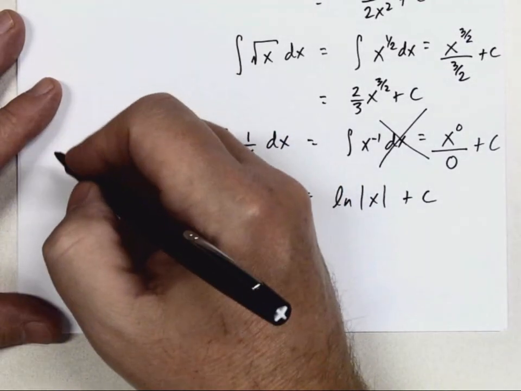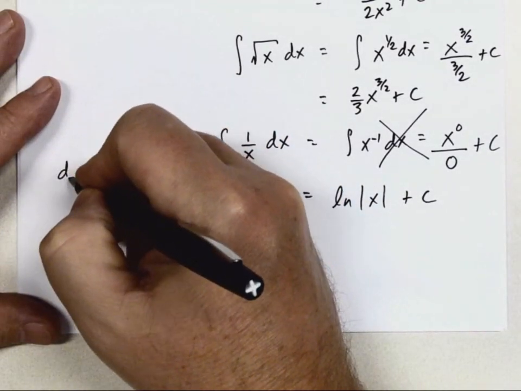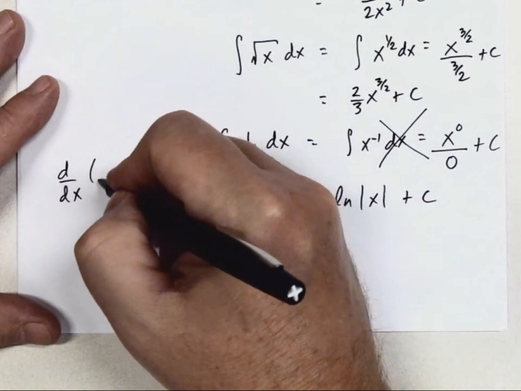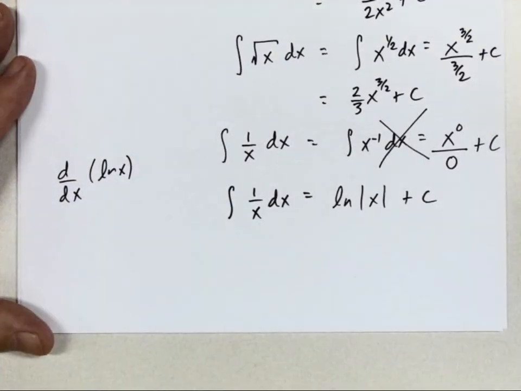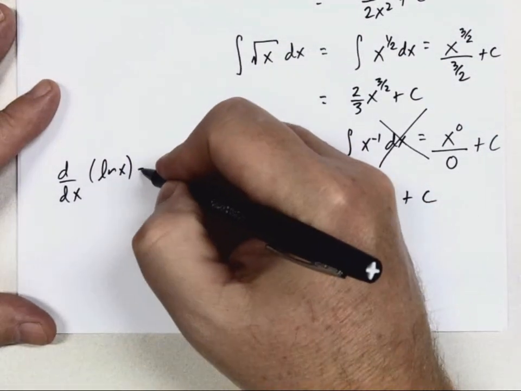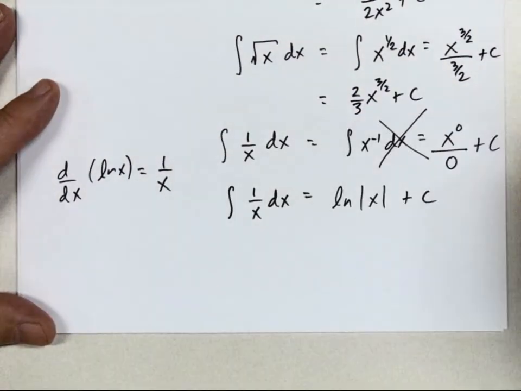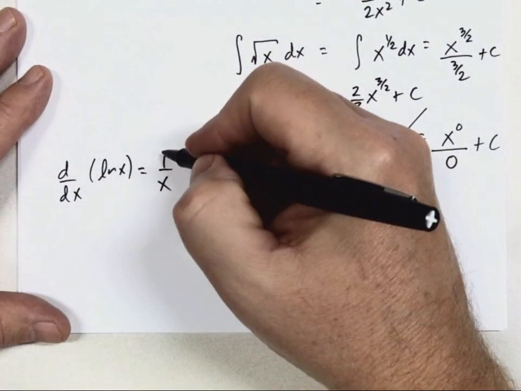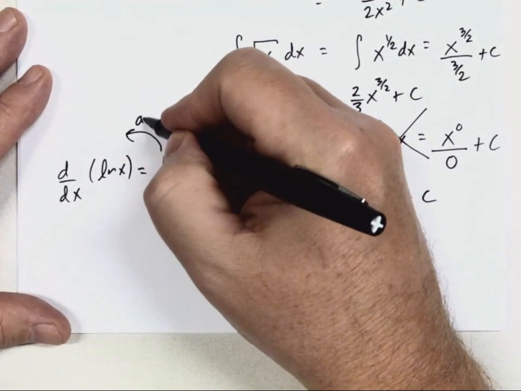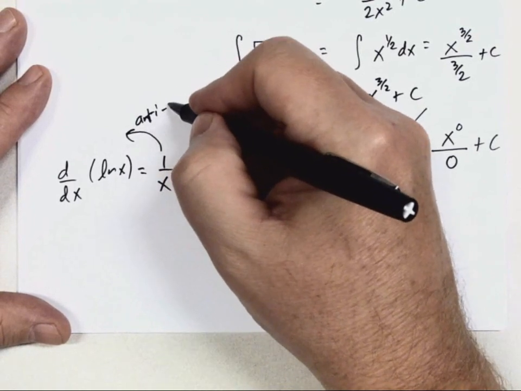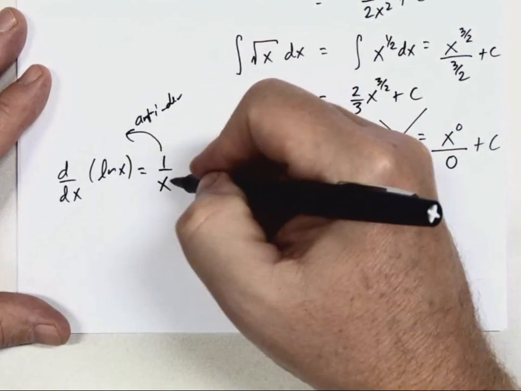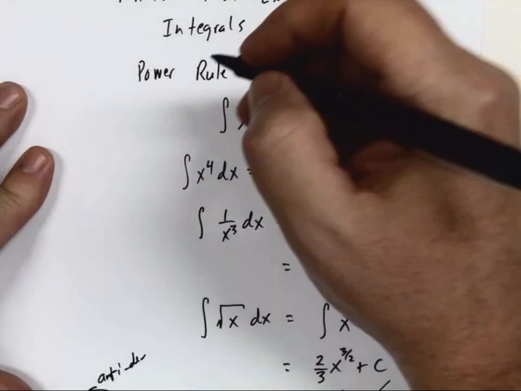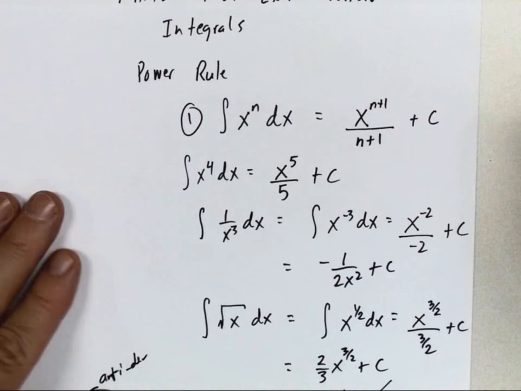Do you remember what's the derivative of natural log? 1 over x. So it makes sense if I take this and then take the antiderivative, go the opposite direction, you end up with natural log. So in summary, here's the first rule we use all the time.